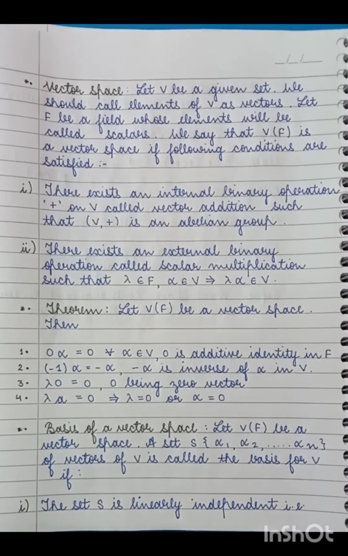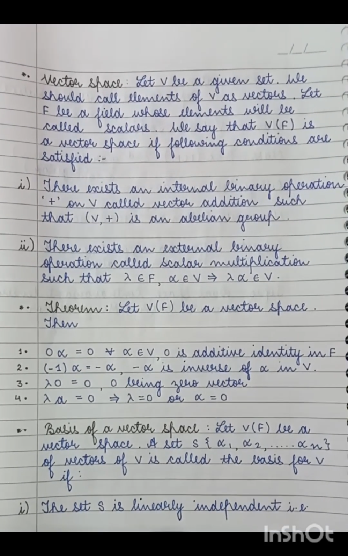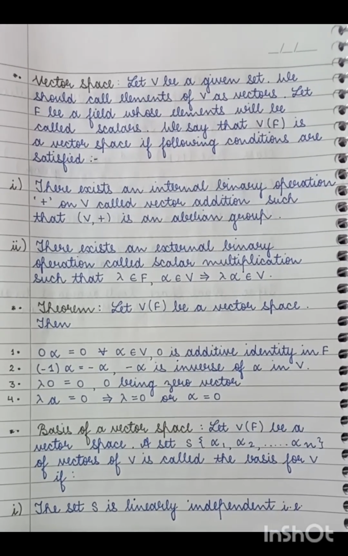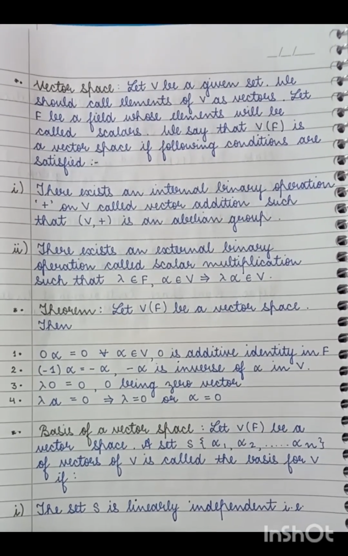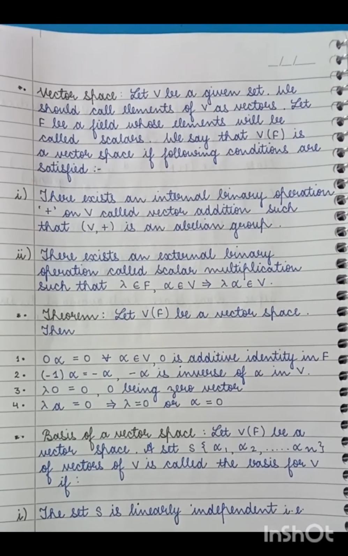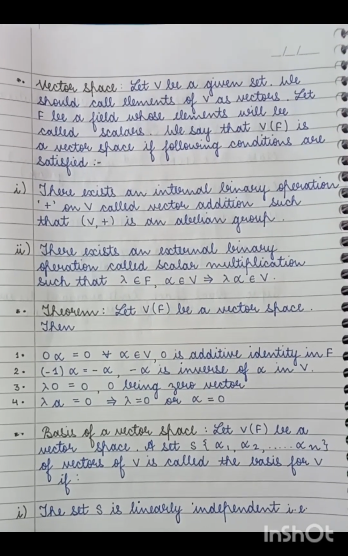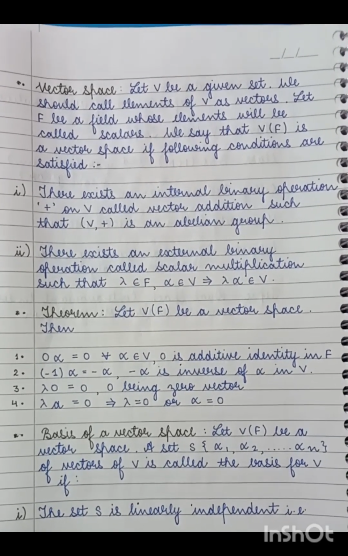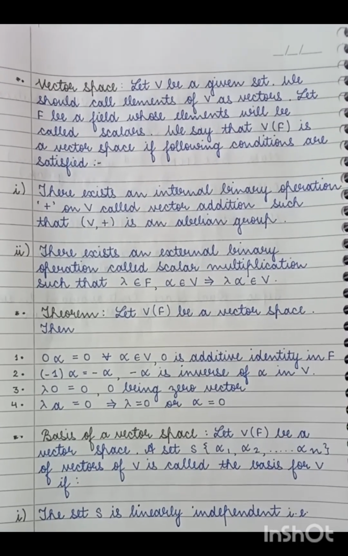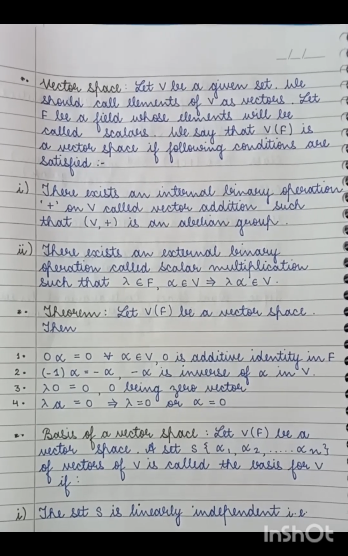Now, theorem: let V over F be a vector space, then 0 into alpha is equal to 0 for every alpha belonging to V. Here 0 is the additive identity in F. Minus 1 into alpha is equal to minus alpha, where minus alpha is the inverse of alpha in V. Lambda into 0 is equal to 0, 0 being the zero vector. Lambda into alpha is equal to 0 implies that either lambda is 0 or alpha is 0.